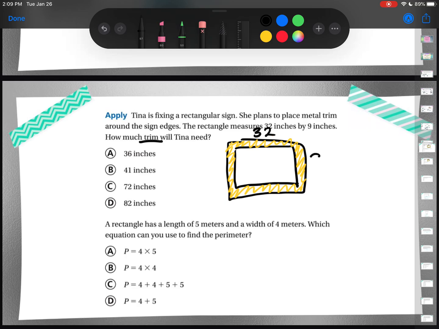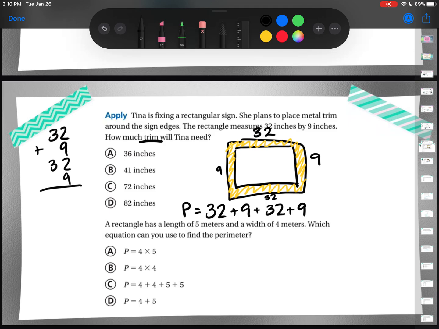So if it's 32 by 9, that means perimeter, I'm going to add all my sides up. So that'd be 32 plus 9 plus another 32 because it'd be 32 over here and 9 over here. So plus another 32 and then plus another 9. So I can just add them up. 32 plus 9 plus 32 plus 9. Well, 2 plus 9 is 11. Plus another 2 plus 9 is 22. Carry the 2. 2 plus 3 is 5. Plus 3 is 8. So 82 inches of trim, which would be D.